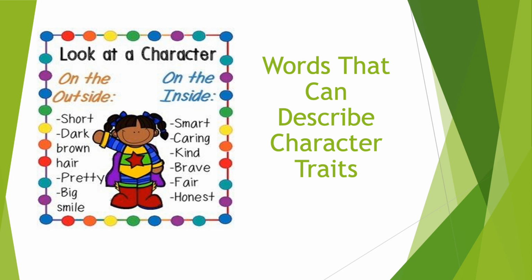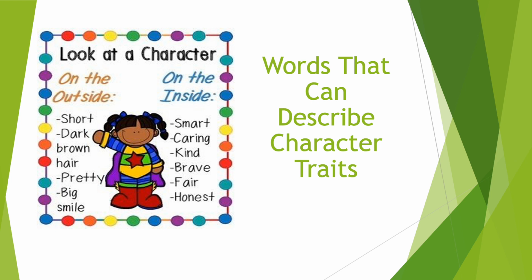So let's look at how character traits are described. Most character traits are described by using descriptive words. Well, what are descriptive words? They are words that tell you about how a character looks and how a character feels. So if we look at this anchor chart, we can see on both sides when looking at this character, we have words that describe how they look on the outside, and we have words that describe some of what they feel on the inside or who they are.